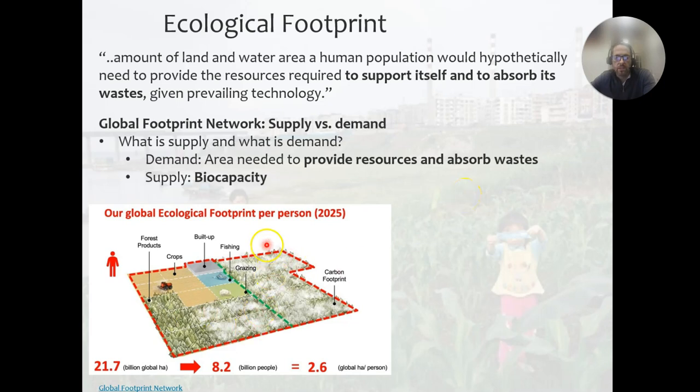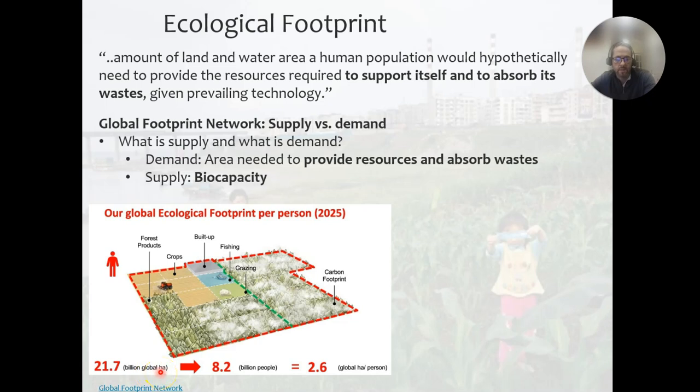And this image actually shows you the global ecological footprint. Okay. And this is from 2025. And so again, this is from Global Footprint Network. And so in 2025, the total ecological footprint of all the people on planet Earth was about 21.7 billion hectares.